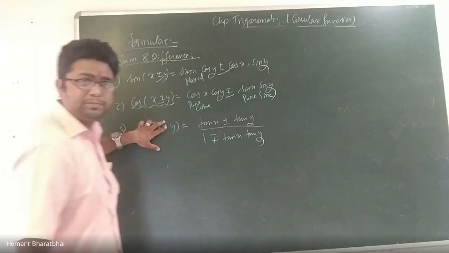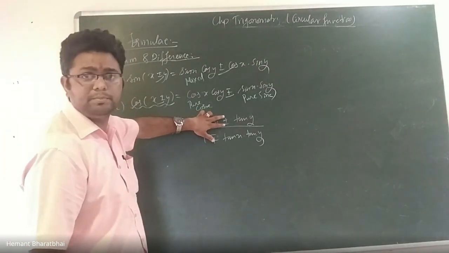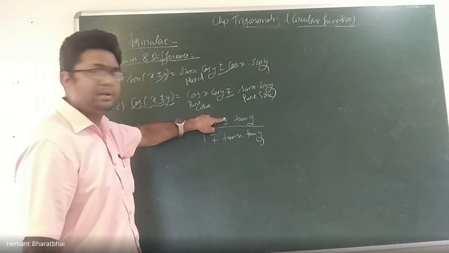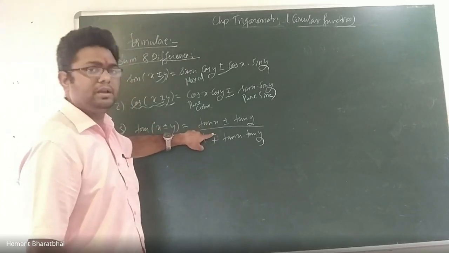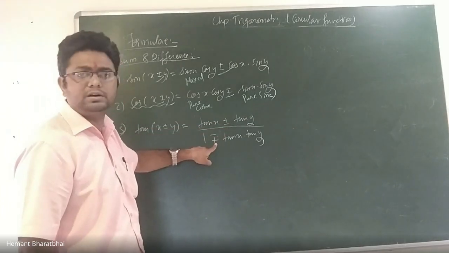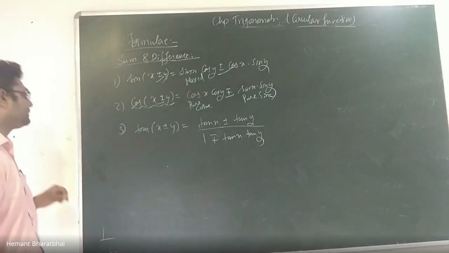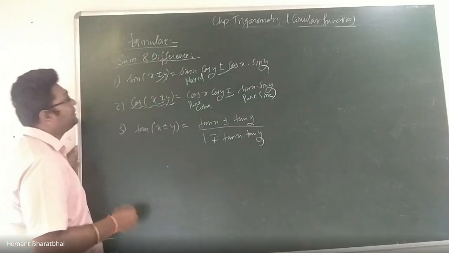So if it is plus or minus in the numerator, it will be plus or minus, but in the denominator the sign will become opposite. If it is plus over here, you have to write minus. If it is minus over here, then you have to write plus. Okay, so this is the sum and difference formula.